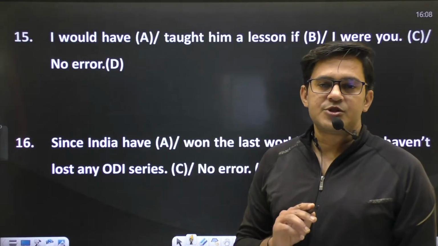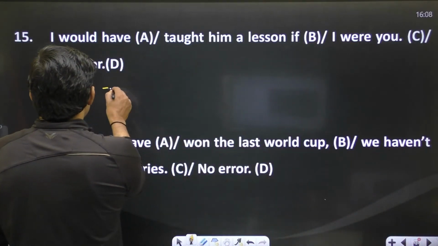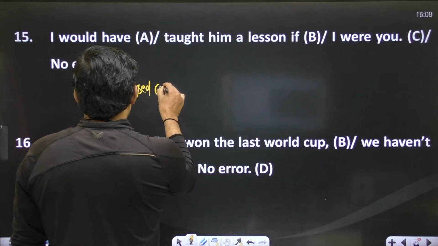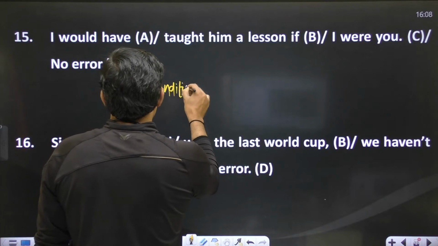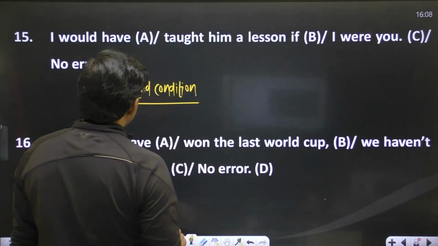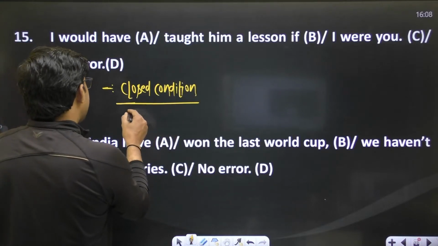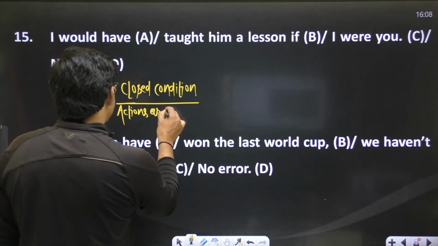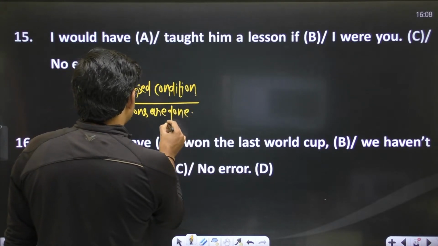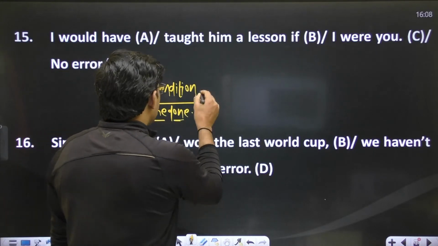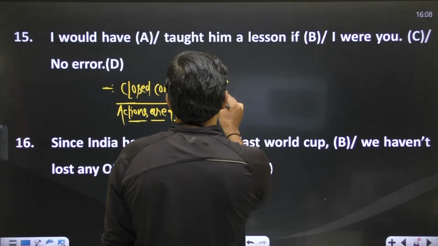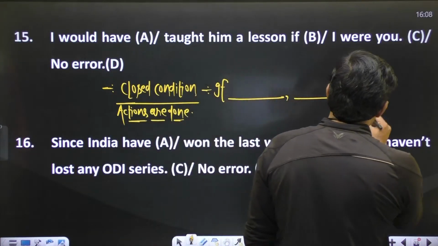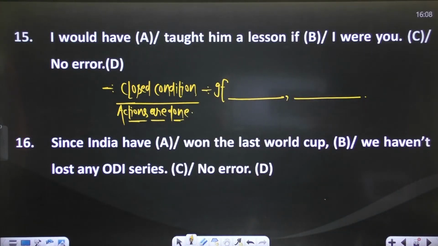We have a chapter on conditional sentences, and in this chapter, we talk about closed condition. Do you know what a closed condition is? This condition is used to show that actions are done or completed. In this construction, we use the conjunction if, which is the conditional word, and after that, we use two different clauses.